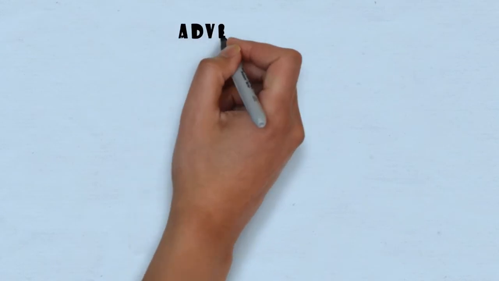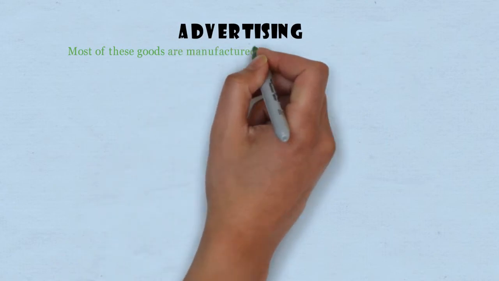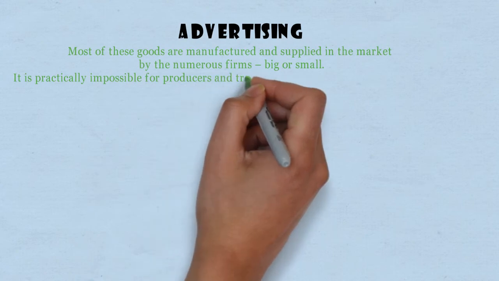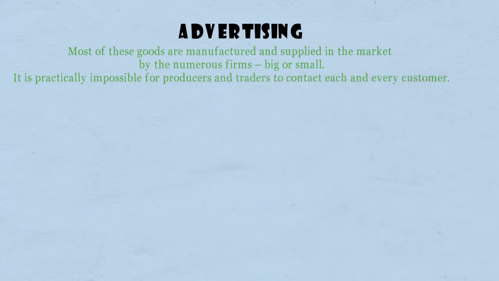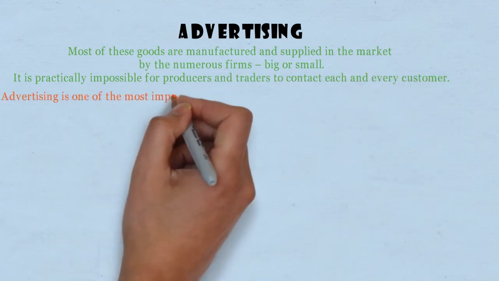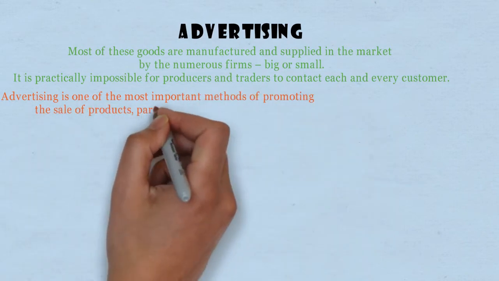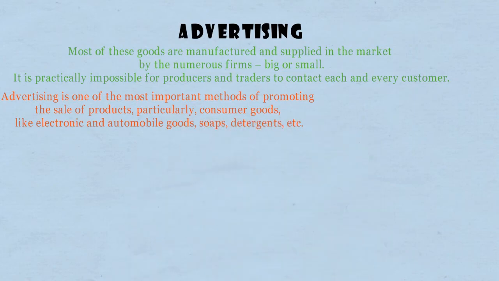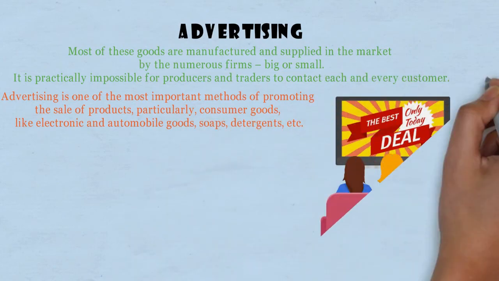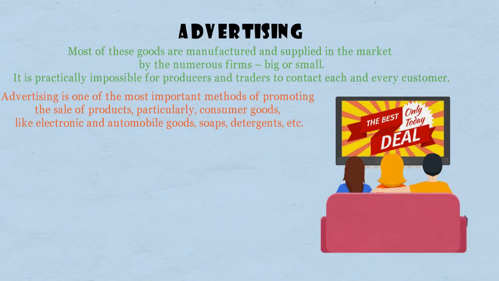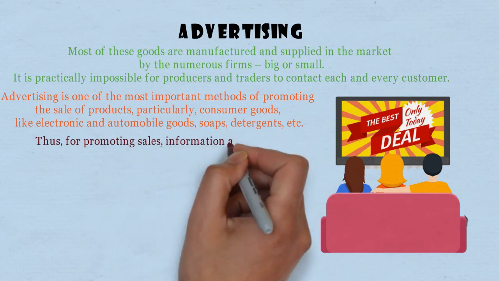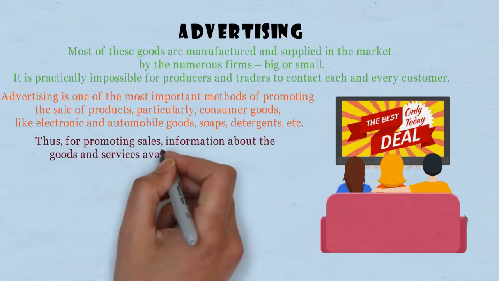The next type of auxiliary to trade is advertising. Since most of the goods are manufactured and supplied in the market by numerous firms, which can be big or small, it is not practically possible for producers and traders to contact each and every customer. Hence, advertising. Advertising is one of the most important methods of promoting the sale of products, particularly consumer goods like electronic and automobile goods, soaps, detergents, etc.